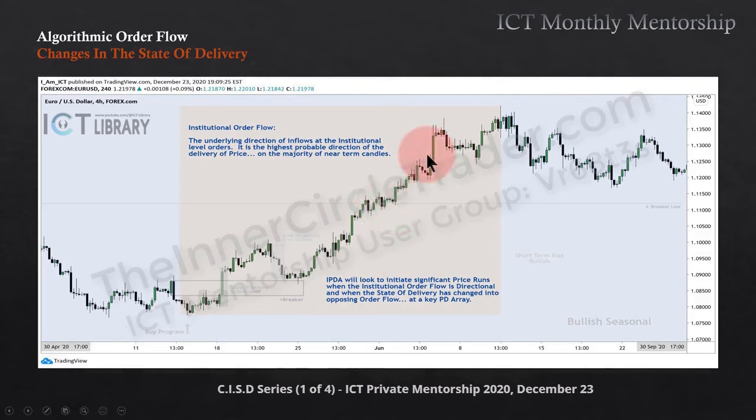Then the market rallies again. So every down close candle is supporting price on the upside, and every up close candle is being broken, showing you underlyingly bullish institutional order flow. IPTA will look to initiate significant price runs when the institutional order flow is directional and when the state of delivery has changed into opposing order flow at a key PD array. That's here. Then this is the other one where we consolidate.